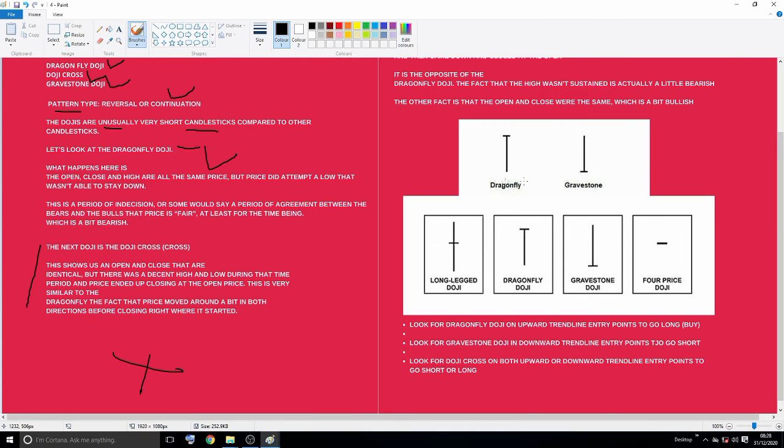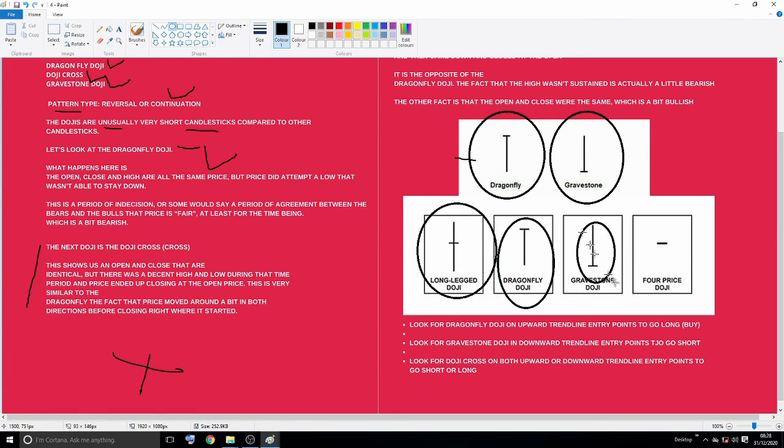So let's look at these candlesticks. Here is the example of a dragonfly. This is a dragonfly, and this is a gravestone. We will look at this on the charts, and you will get to see them. And then we have a long-legged doji. As you can see, this was the open, and then it went high, it went low. And then we have a four price doji, where the open, the low, and the high were the same thing.